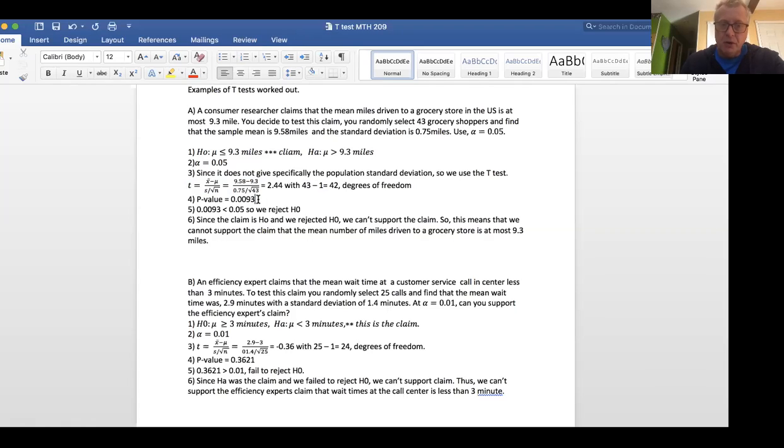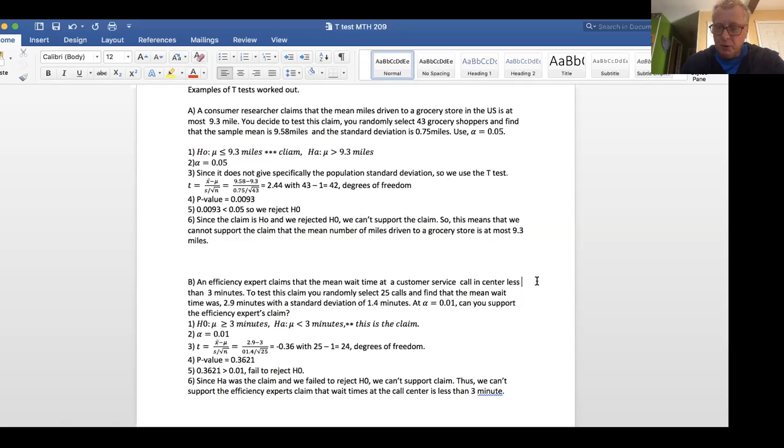We generate a p-value of 0.0093 with the calculator again, and we'll look at that input and output in a minute. Now 0.0093, that's less than the level of significance, so we're going to reject H0. So if we reject H0 and H0 was the claim, that means we cannot support that claim. Okay? So again, I'll reiterate that here in 6. Since the claim is H0 and we rejected H0, we can't support the claim. So this means that we cannot support the claim that the mean number of miles driven to the grocery store is at most 9.3 miles.